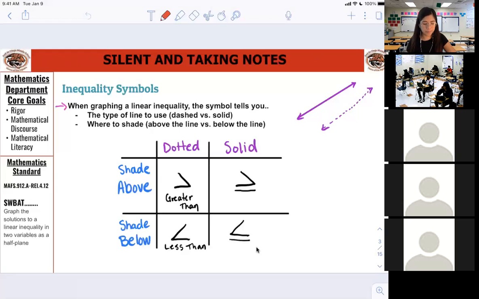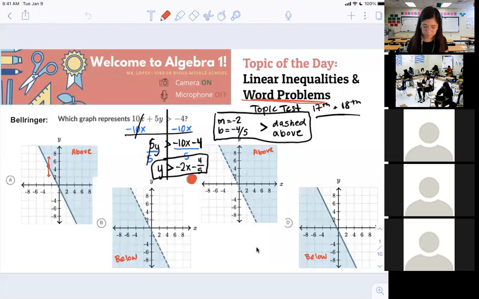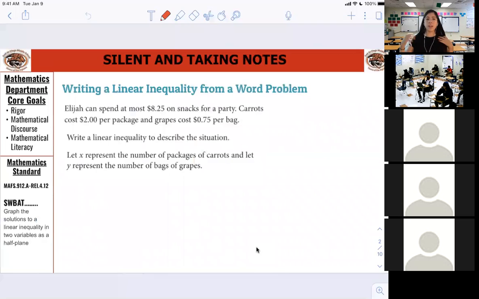All right. So now let's go ahead and take a look at today's lesson. When you're given a word problem, we're going to highlight a couple of things and then put it all together to create an inequality. Can I get a volunteer to read for us this word problem?